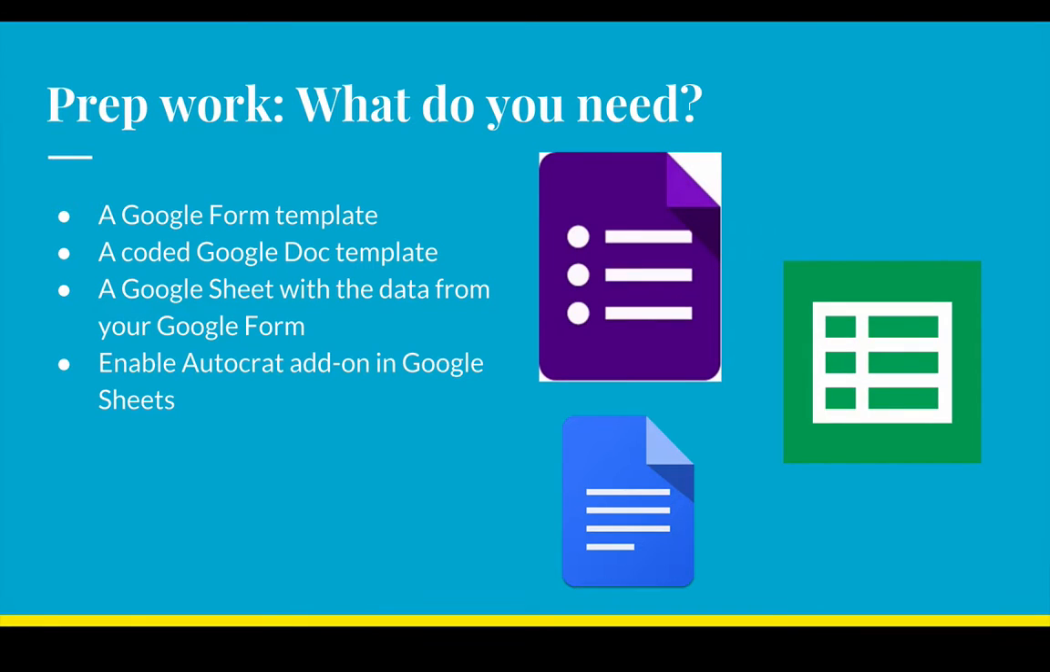So, what do you need in order to conduct an informal observation using Google Apps? You need a Google Form template, you'll need a coded Google Doc template, you will also need a Google Sheet with the data from your Google Form, and you'll need to enable the Autocrat add-on in Google Sheets.